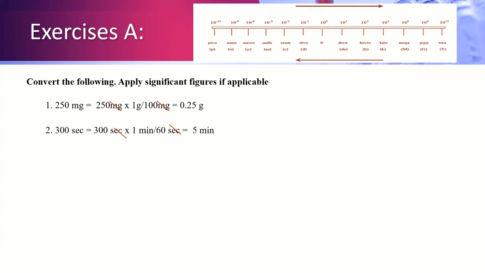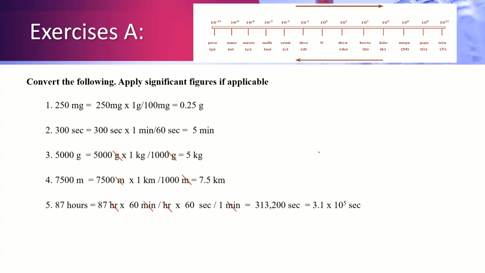0.25 gram. Now for the second exercise, converting 300 seconds into minutes. Now, 300 seconds times 1 minute over 60 seconds. You cancel seconds, you're left with minute in the numerator. So we have 300 divided by 60 is equal to 5 minutes.